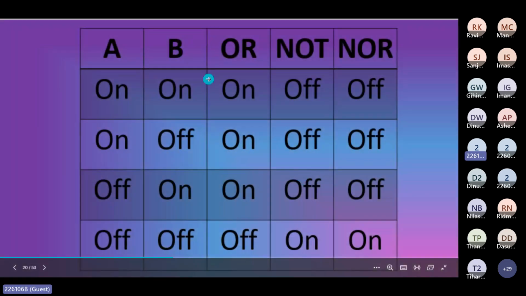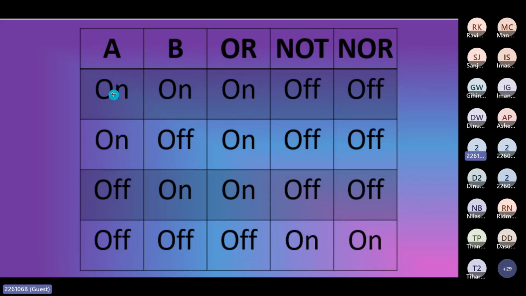In the NOR gate also, when the A switch is on and the B switch is on, in the OR gate, the lamp is on. But when you go through the NOT gate, you are taking the complement, so it's off, and the result of the NOR gate is off. And when the A switch is on and the B switch is off, when you go through the OR gate, it's on, and when you go through the NOT gate, you are taking the complement of it, then the result is off.